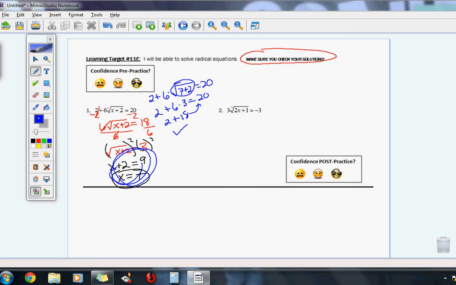Okay, look at this one here. We have a multiplication, so what we want to do is divide by 3. Well, when I divide by 3 here, the 3's cancel, and I get the square root of 2x plus 1, and that equals -1. Okay? Now, I have isolated the radical, so I'm going to square both sides. On the right side, -1 squared, or -1 times -1, is 1. Subtract 1 from both sides. I have 2x equals 0.